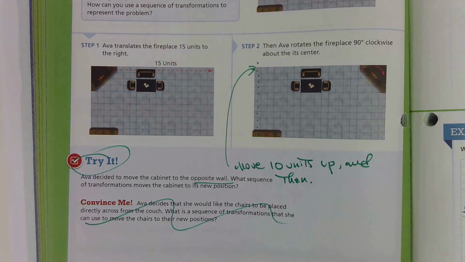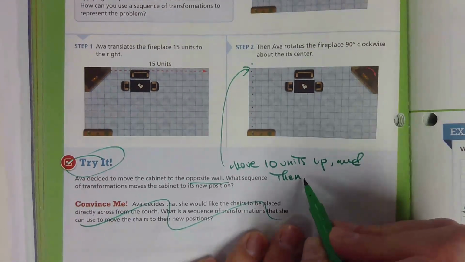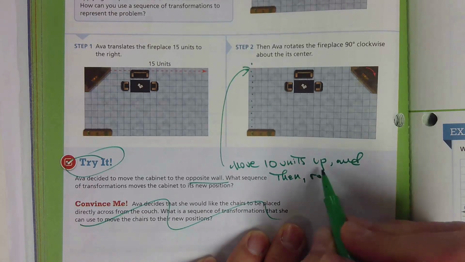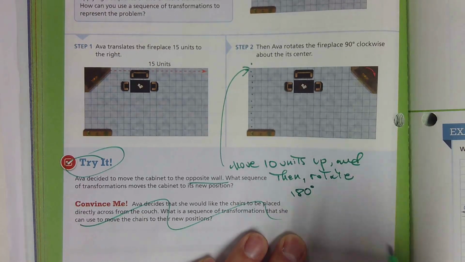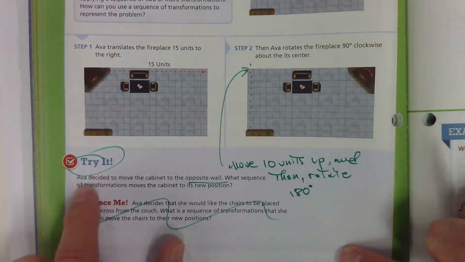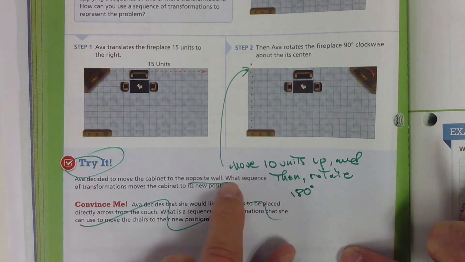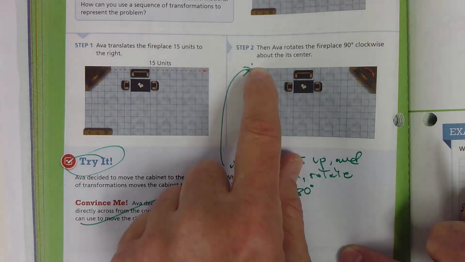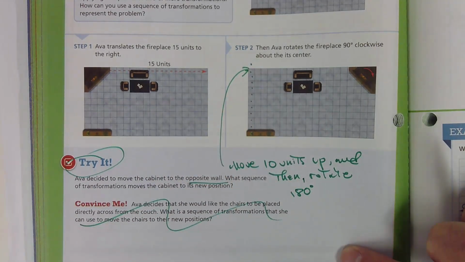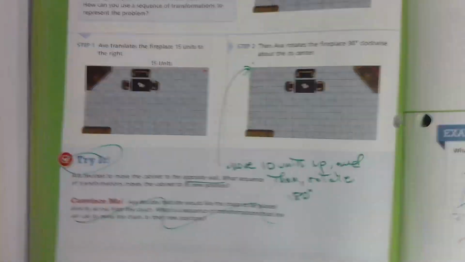Mr. Keith. Rotate it 180 degrees. Rotate it 180 degrees. I heard somebody ask, where are we trying to move it to? Well, it's in the question. It says she decided to move it to the opposite wall. Oh, I see. Okay? All right, scratch out the convince me, not worried about that.